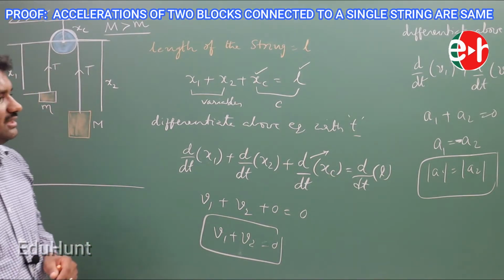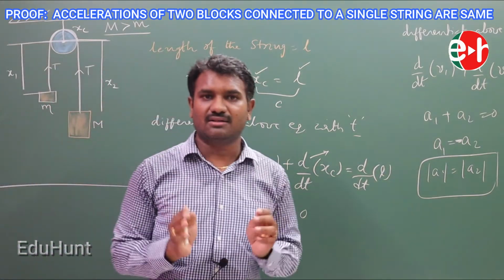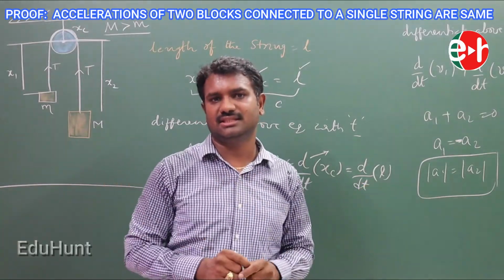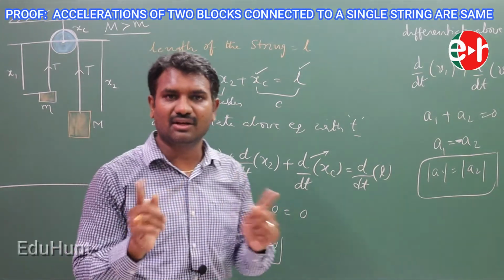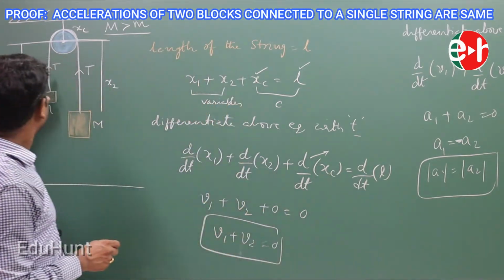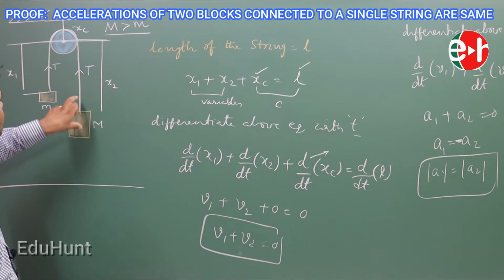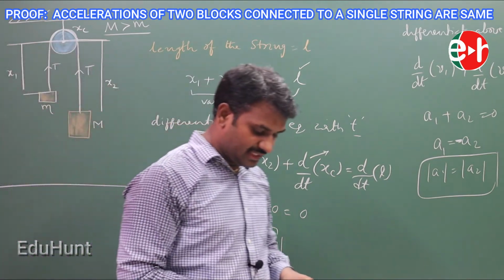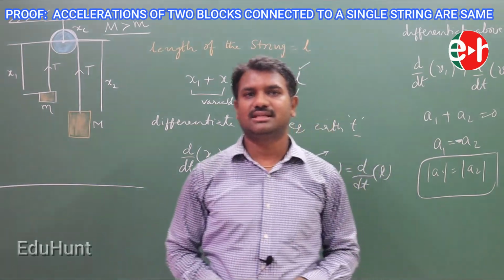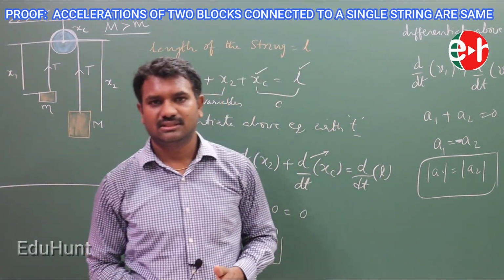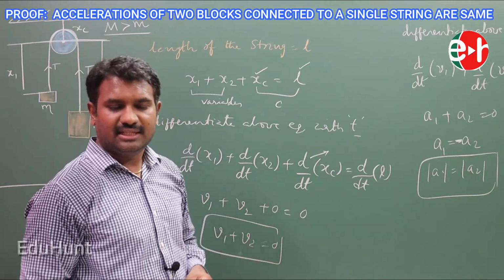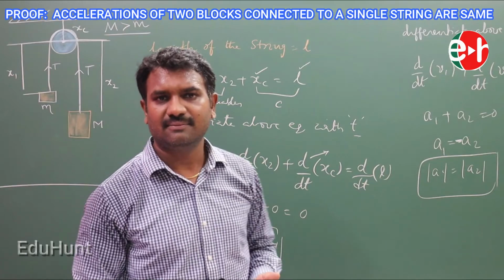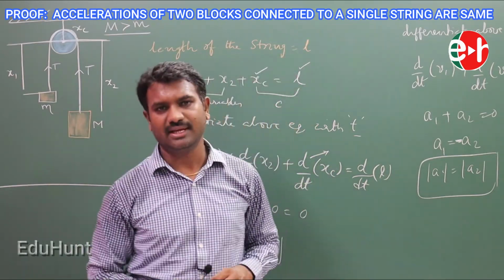So hence I proved that the accelerations of blocks which are connected to a single string are the same in magnitude. Is it clear? What we can conclude? We can conclude that the acceleration of blocks which are connected to a single string remains constant. Okay. In the next lecture, I am going to discuss some more complicated pulley problems, and then we are going to find the tensions and accelerations in the complicated pulley systems. Okay. See you all.